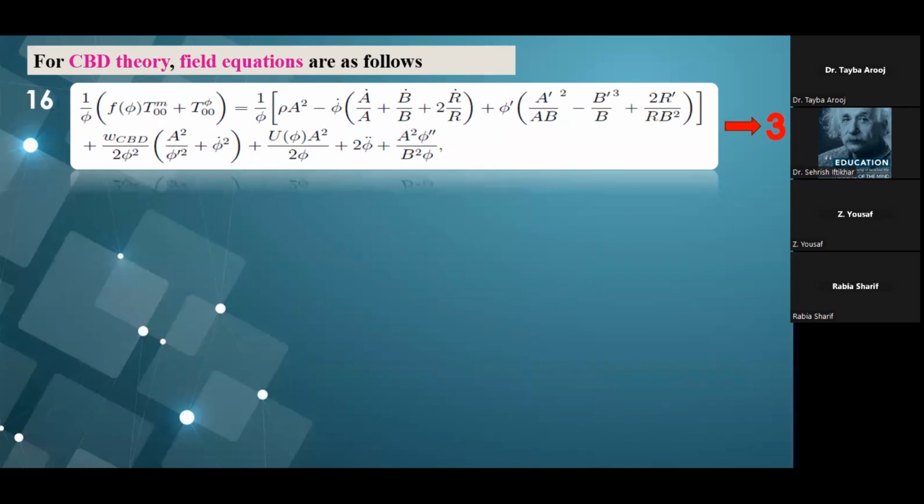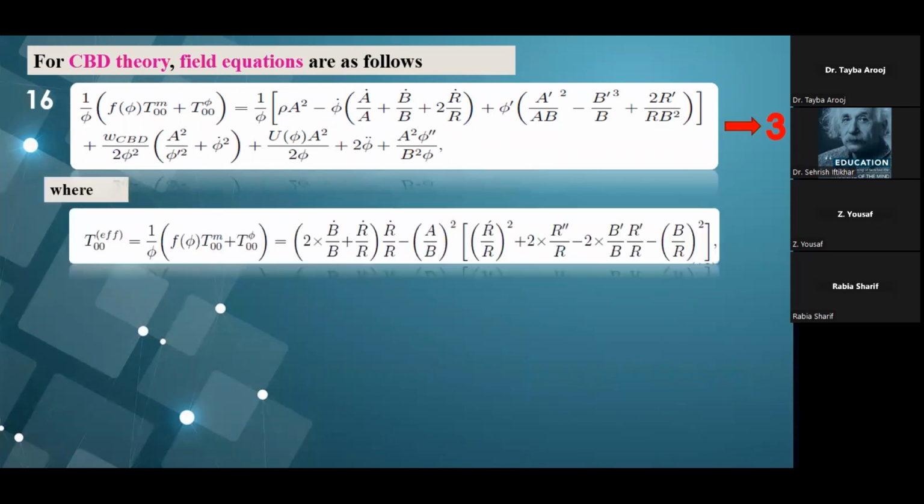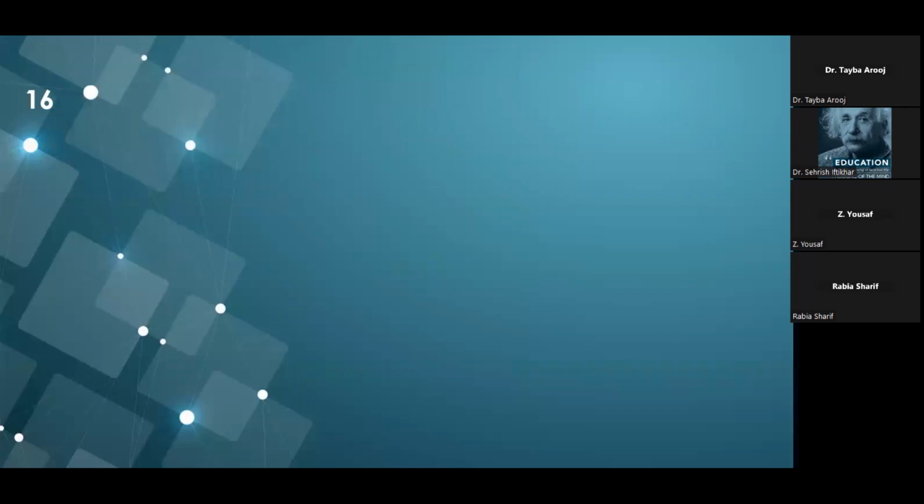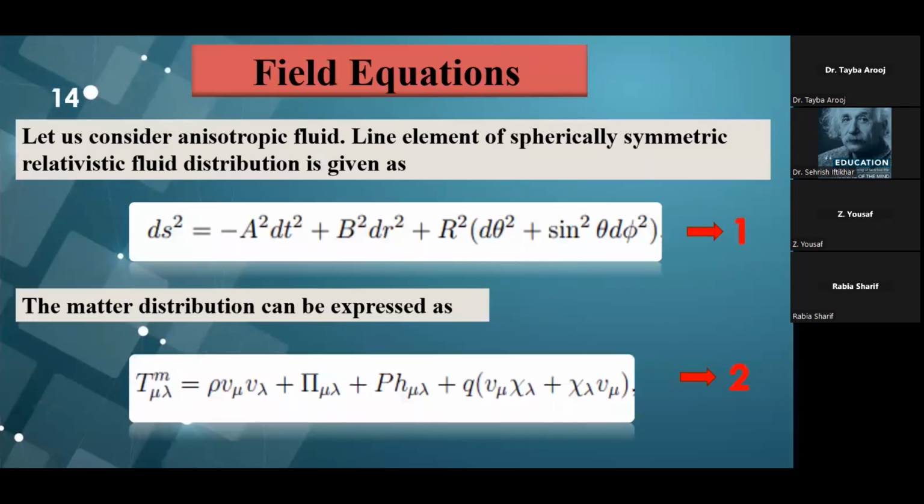So 5 by 5 means 5 rows and 5 columns, and 6 by 6 means 6 rows and 6 columns. From them we get some independent and some dependent differential equations. Here we have T00 effective equal to this, and what are B and R? These are actually metric coefficients, and A is also a metric coefficient. Where does it come from? It comes from the geometry that I took here, M1.